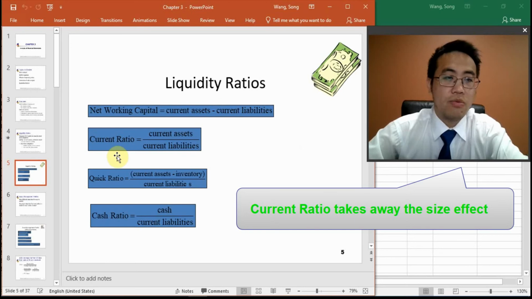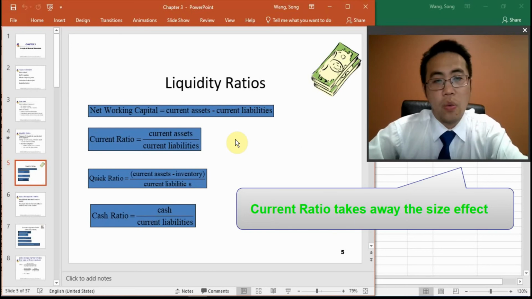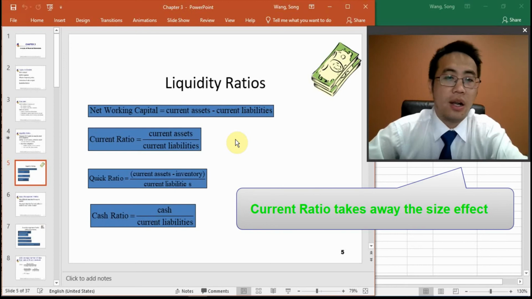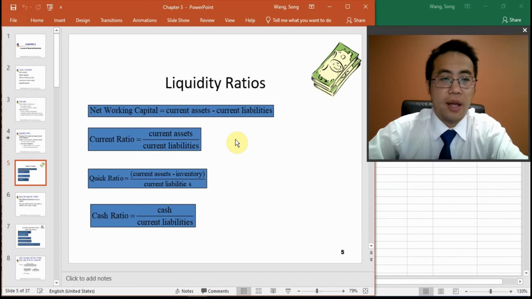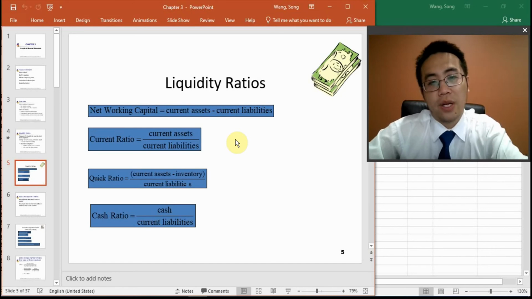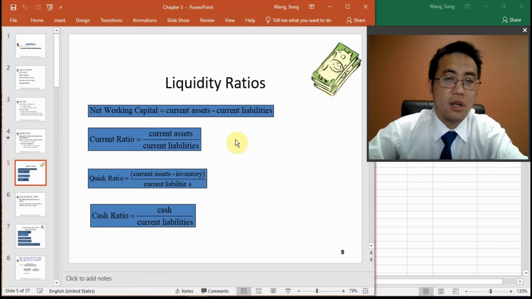So that comes to this ratio called a current ratio, where we use the current assets divided by, or scaled by, the current liabilities. That takes away the magnitude effect. So the current ratio could be anywhere from 0.2 to 3.5. That's a normal range for a current ratio. Definitely we want the current assets to be greater than current liabilities to maintain sufficient liquidity.